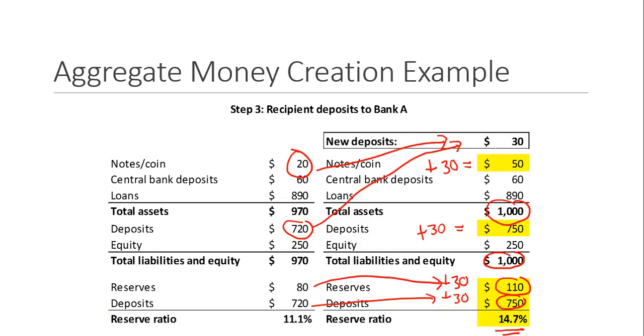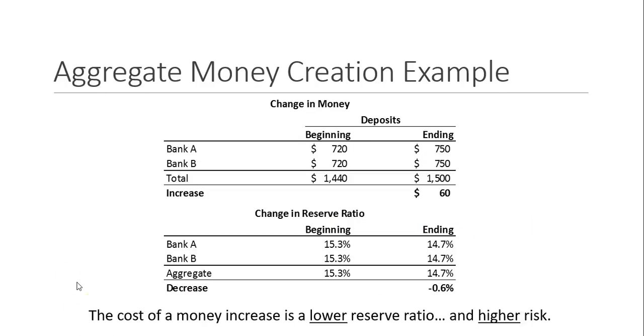Let's look at the final result. What's the result in the aggregate banking system? The result in summary is that Bank A and Bank B both have an increase in deposits from $720 to $750. The same in both cases, from $720 to $750. So in the system, total deposits, and therefore because deposits are a component of money, we define money as deposits plus any cash outside of the bank. So when deposits go up, money goes up. Money has increased by $60.